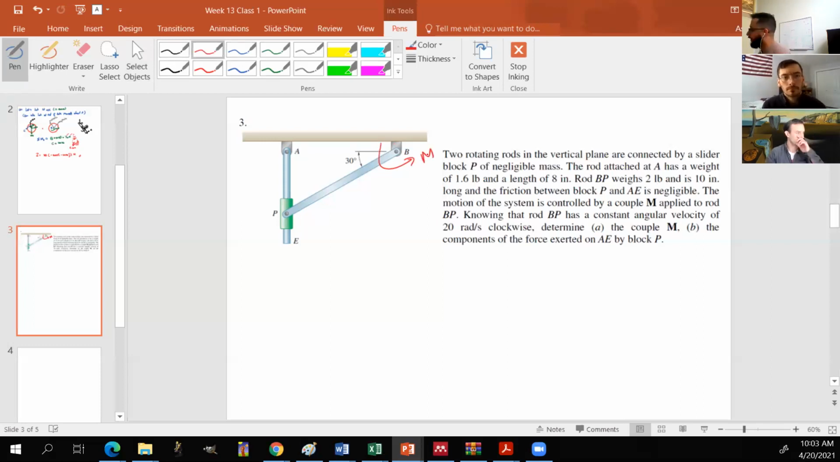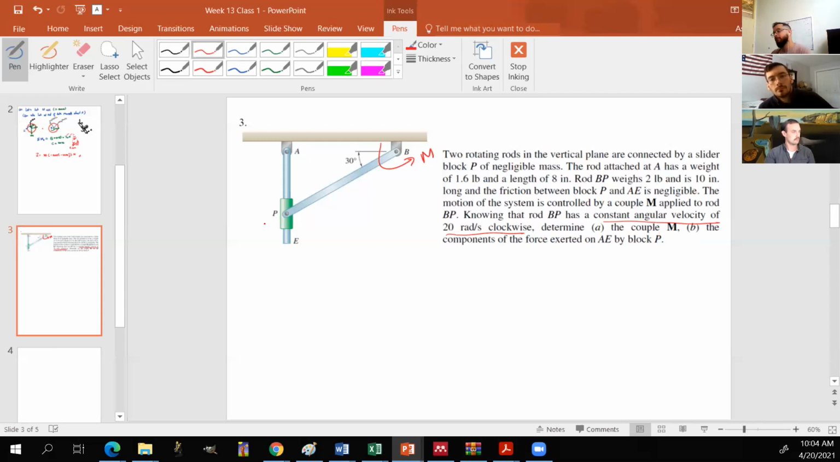So the problem is asking you to find, if in this instant BP is moving at a constant angular velocity of 20 radians per second clockwise, find out the couple moment M, and also find out the components of the force exerted on AE by the block P. So that's what the problem is asking us to do.